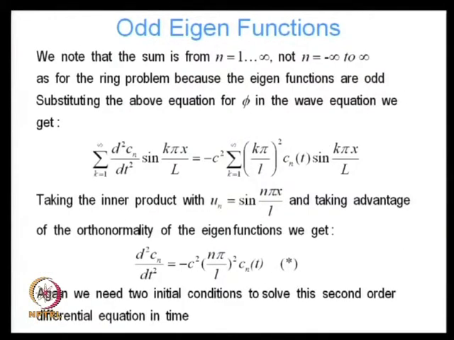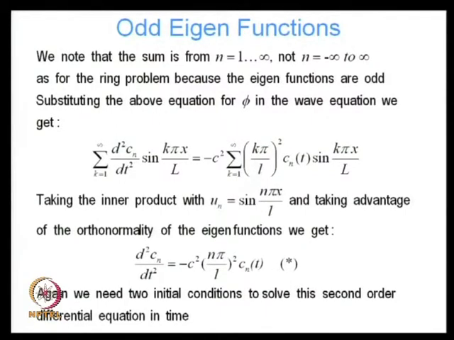Now, we note that the sum in this case is from n equal to 1 to infinity and not from minus infinity to infinity as for the ring problem, because the eigenfunctions are odd in this case. We have sine eigenfunctions involve sines. So again, we do exactly the same operation that we did for the ring problem.